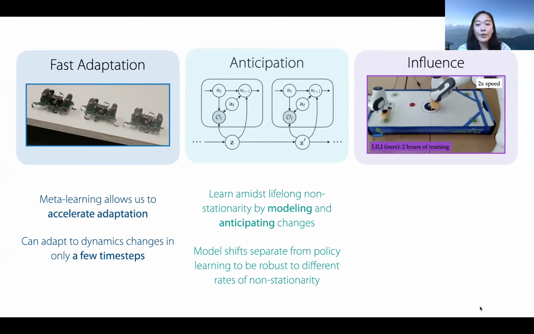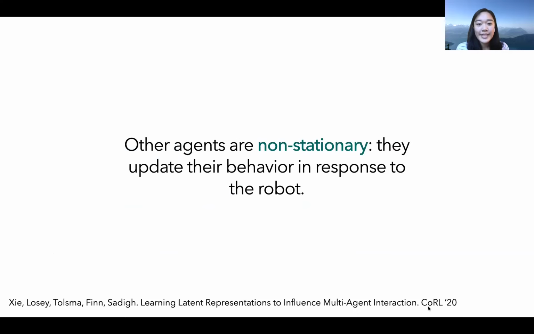So far we've looked at non-stationary settings where the robot's environment is evolving independently of the robot's actions. But settings that involve other robots or other people are also non-stationary. From the perspective of the robot, these other agents are updating their behavior, and these updates are often in response to the robot's actions. We'll next show that we can apply a framework similar to LILAC that allows the robot to not only react to these changes, but even influence them.